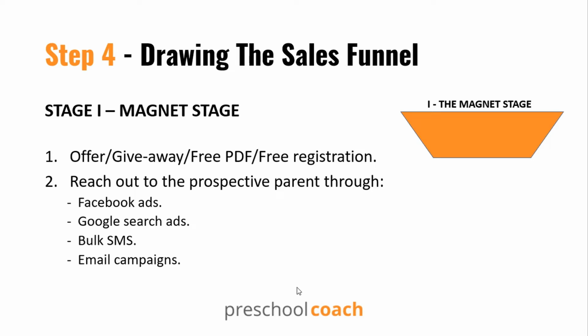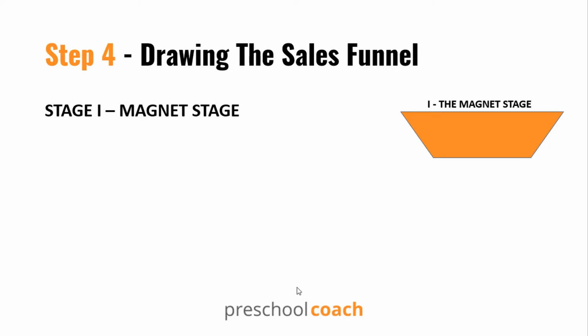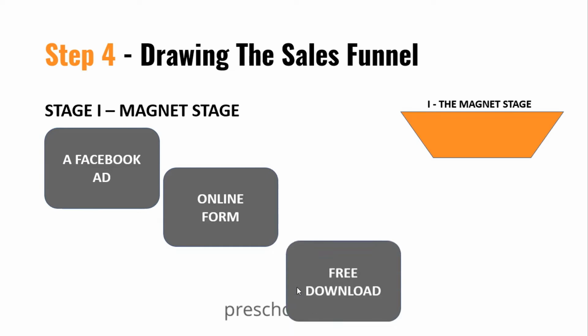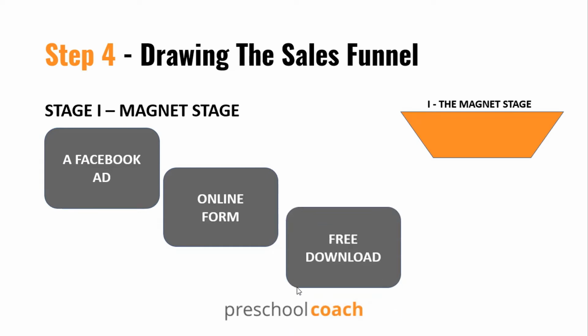So basically, what you do in the magnet stage is that you create a Facebook ad in which you offer the prospective parents a freebie, and in order to download this freebie, they have to fill up an online form, wherein they have to fill up details like their name, mobile number, and email ID. This is how you start collecting the data which we will be using in the next stage, and that is the tripwire stage.